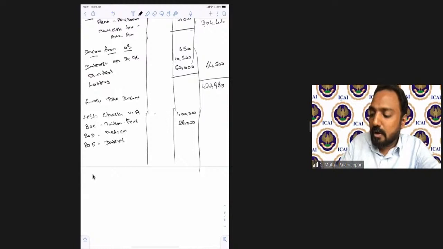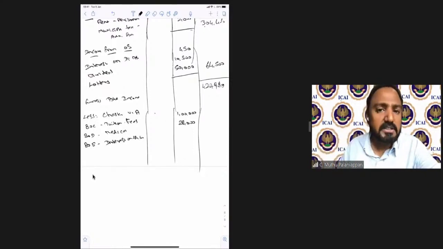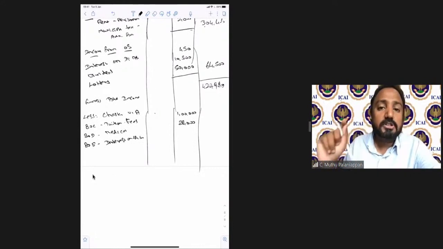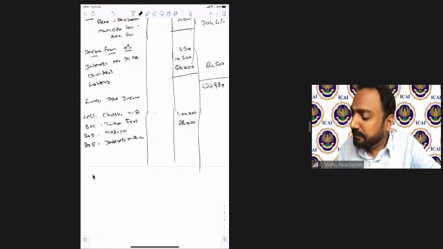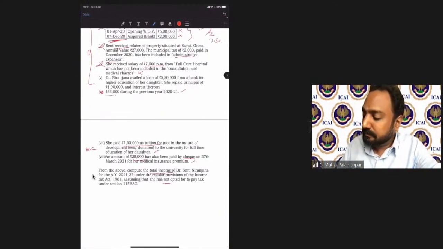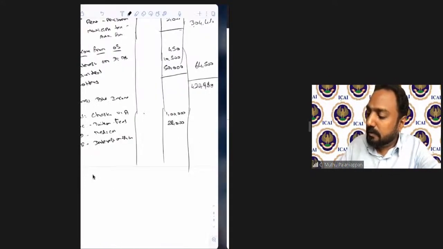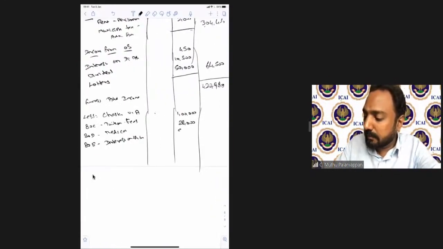This is interest on education loan. Here also, you'll have to specifically state that principal on education loan is not an allowed deduction. Only the interest portion is allowed. So this has to be clearly specified. How much is interest? 55,000. So 55,000 is eligible. So my total chapter 6A deduction is 1,28,000 plus 55,000, that is 1,83,000.